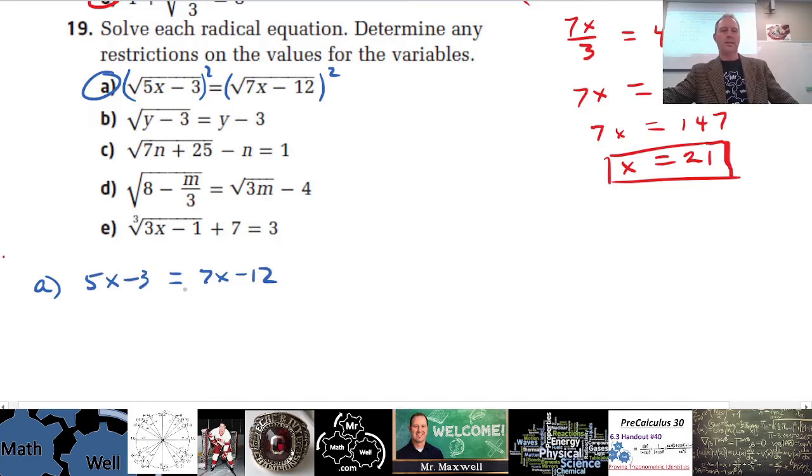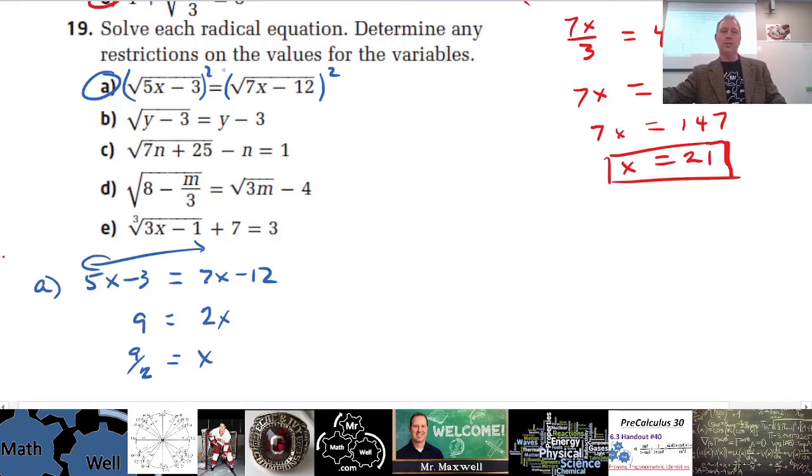That's great. So I'm going to send this 5x over to the other side. That's going to be a 2x. I'm going to send this 12 to the other side. That's going to be a 9. So 7x minus 5x, and then negative 3 plus 12. So x is 9 over 2. Okay, and then you would check by putting 9 over 2 in there, and what would we get?